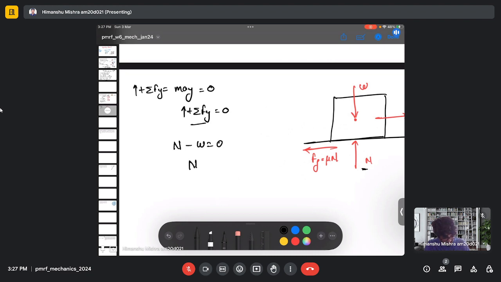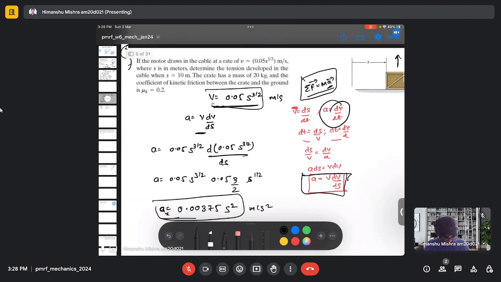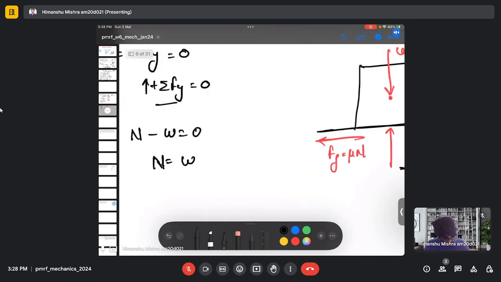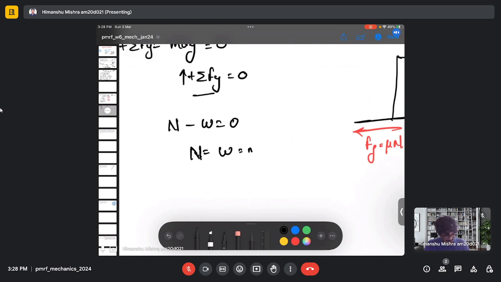So the normal force, which is equal to the weight mg, is 20 multiplied by 9.81, which is 196.2 Newton.